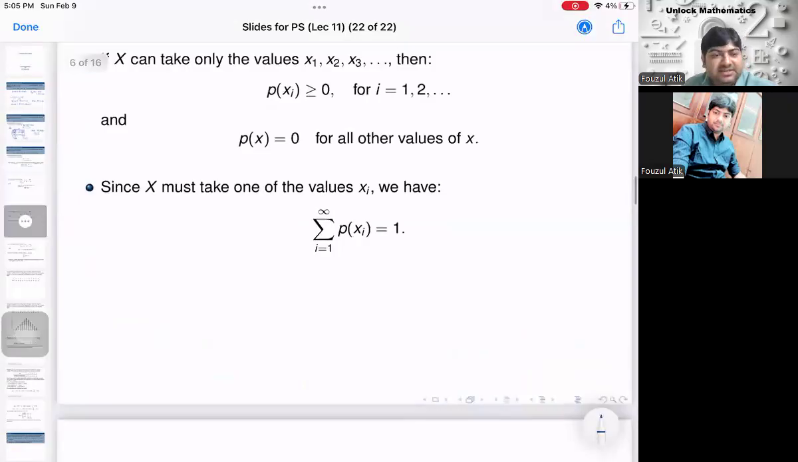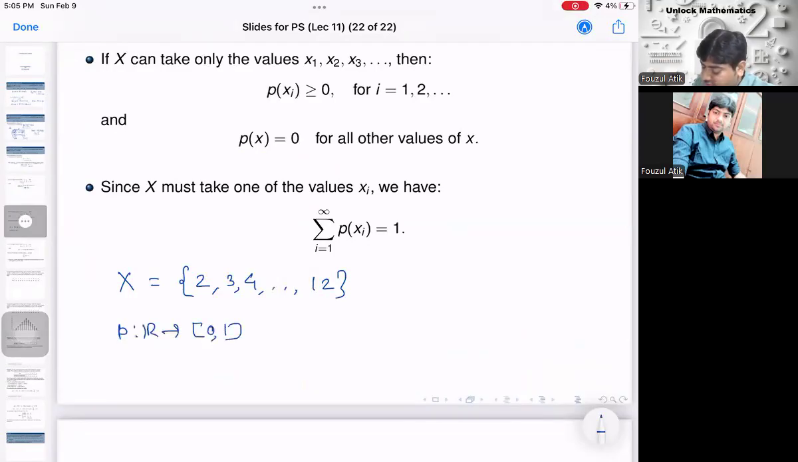Now since x must take one of the values xi, we should have the sum over i equal to 1 to infinity of P of xi equal to 1. Why? Because we have already seen that in our rolling 2 dice example, x was taking the values 2, 3, 4 up to 12, right? But the P function is defined from R to the set 0, 1. Other than these points, R has an infinite number of points, but in all of those cases, P of the value is 0. And this actually gives you the whole sample space.